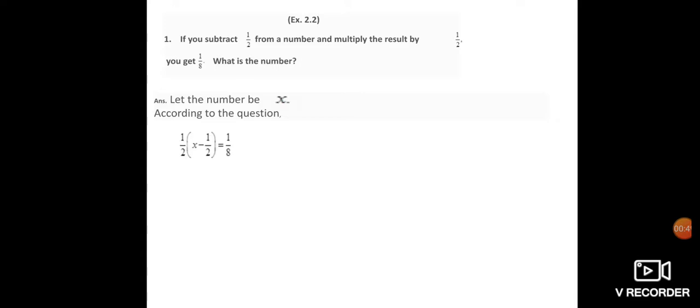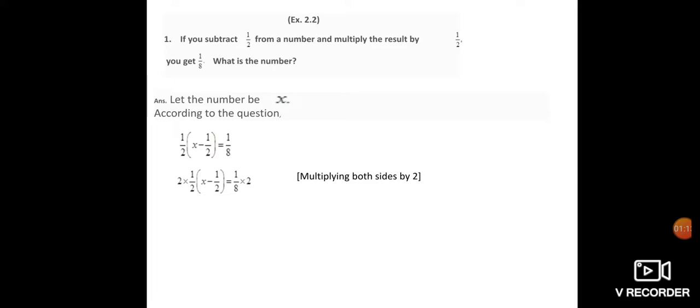If the number is x, then according to the question, subtract half from the number. So, see students, I have done x minus half and then multiplied by half. The result is 1 by 8. So according to the question, now our linear equation is this. Now if I want to solve, what will I do?